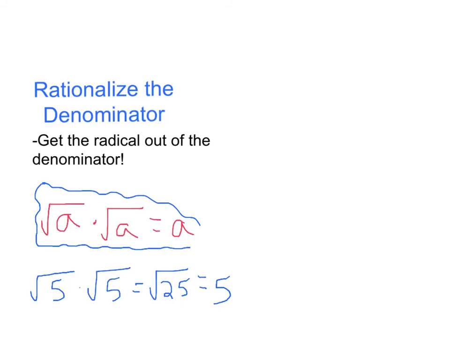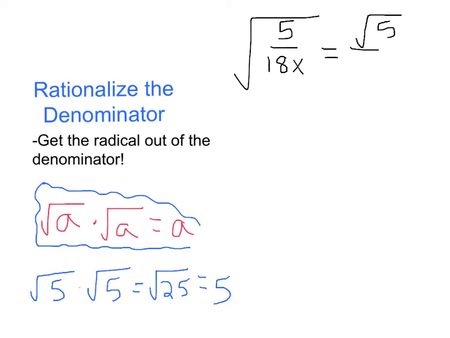Okay, here's the final example of the lesson. And there's a lot going on, so you might want to write a little on the small side. Here we have the square root of 5 over 18x. Alright, so remember the rule from before that we can break this up so we have the square root of 5 over the square root of 18x. Well, now we have a radical in the denominator and we have to rationalize the denominator.